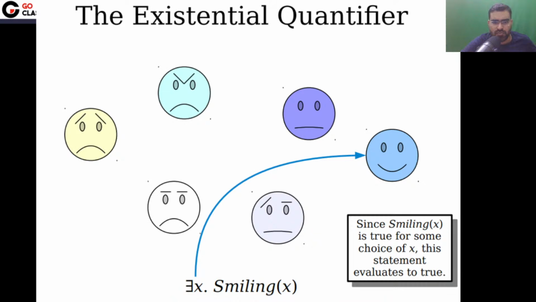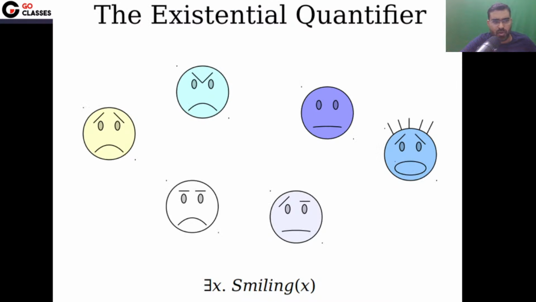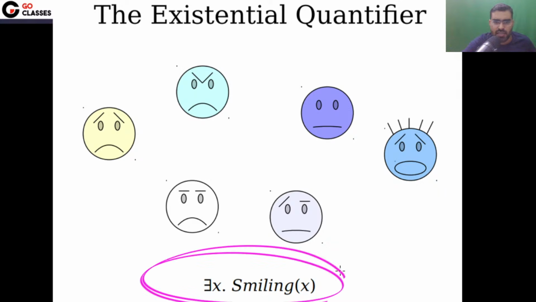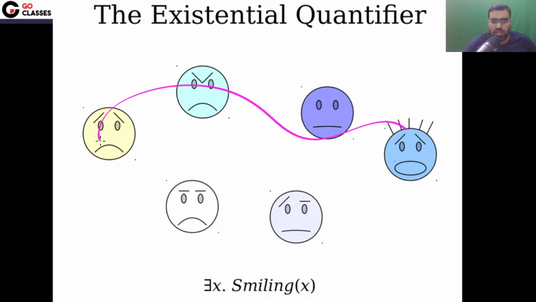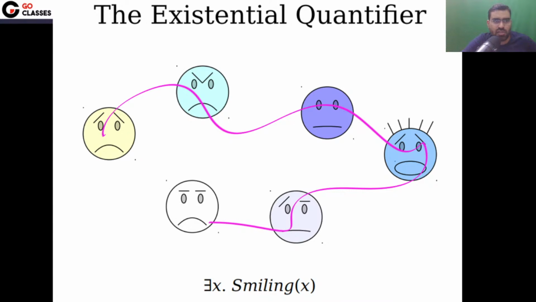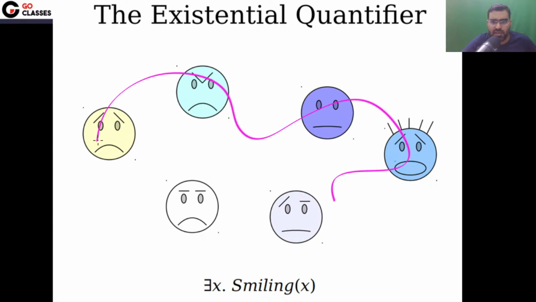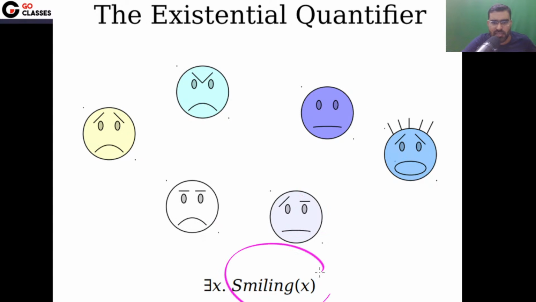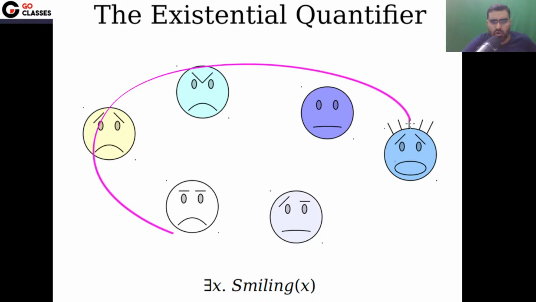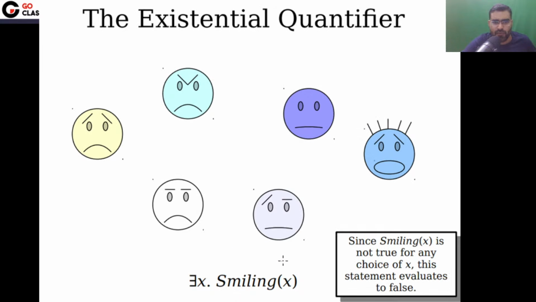Now let's move on. You tell me about this one. What is the truth value of this one? At least one person is smiling, but you can notice no one is smiling, right? There is no one who is smiling. For everyone in this domain, this smiling is false. So there is no one who is smiling, so this statement will be false.